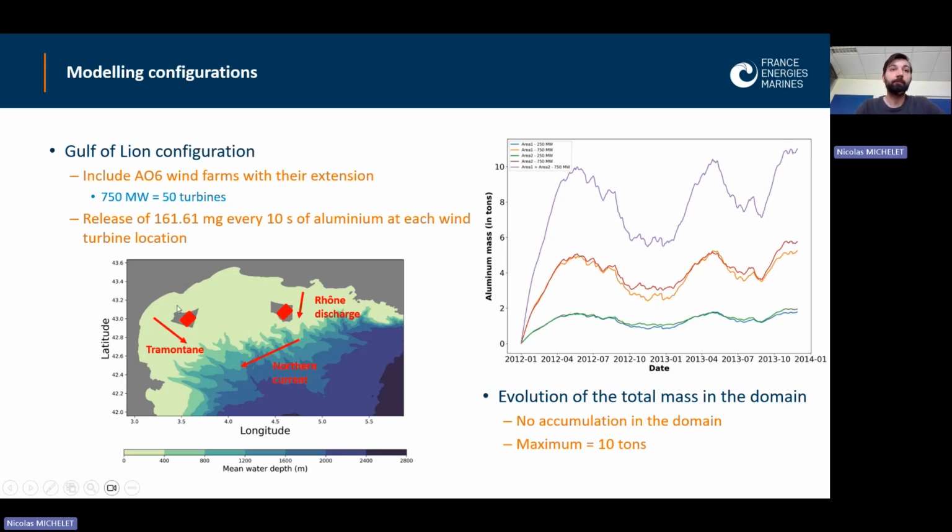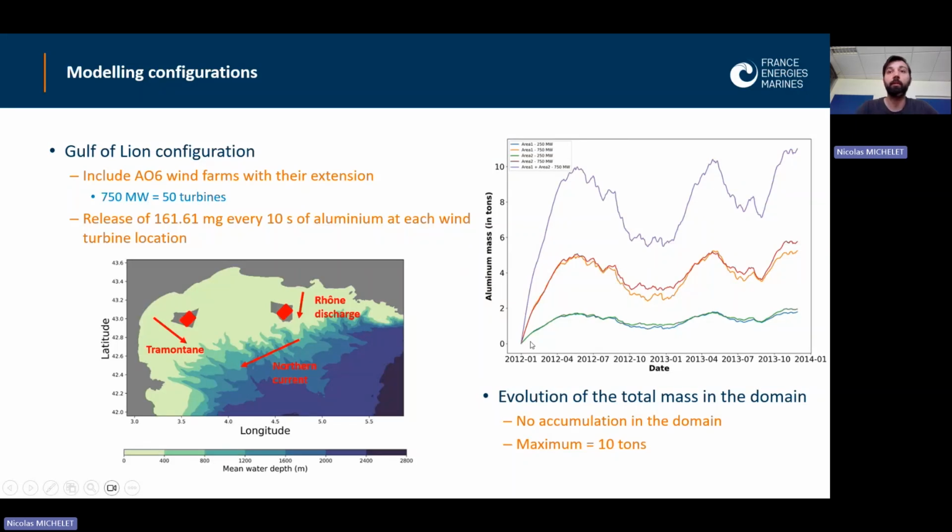For each wind turbine, we have implanted 5 tons of aluminium, which leads us to a release of about 162 milligram every calculation time step of the model, which is every 10 seconds. So every 10 seconds, at each location of each wind turbine, we released 162 milligram of aluminium in the domain, which leads us to this variation of the total mass of aluminium.